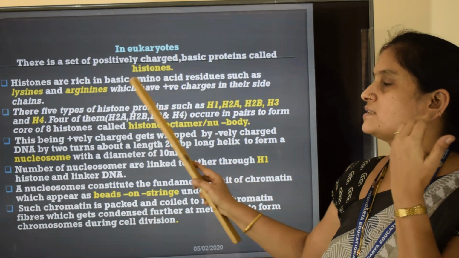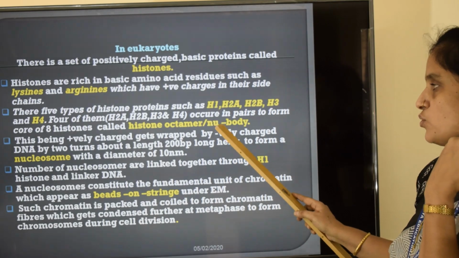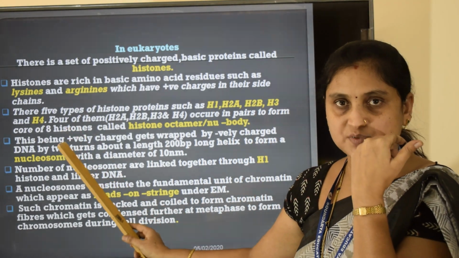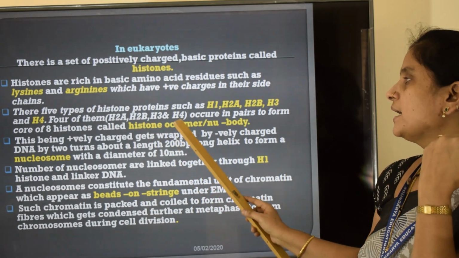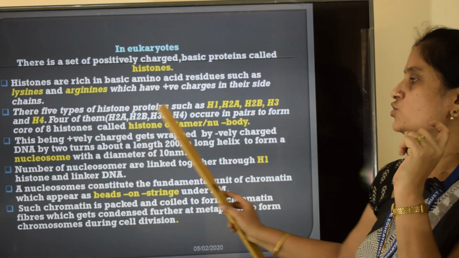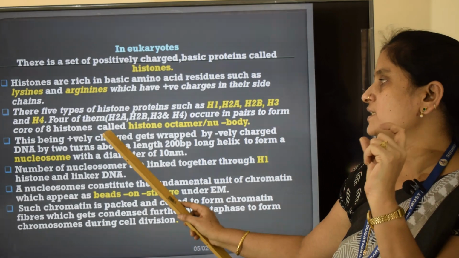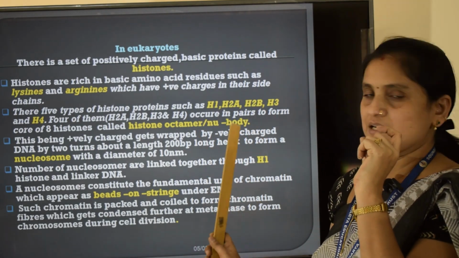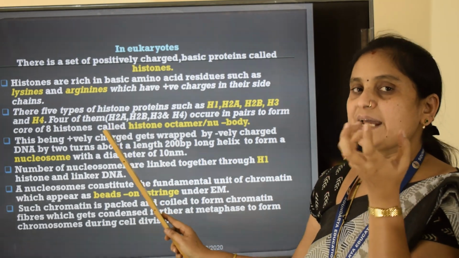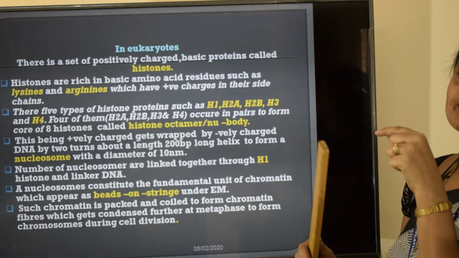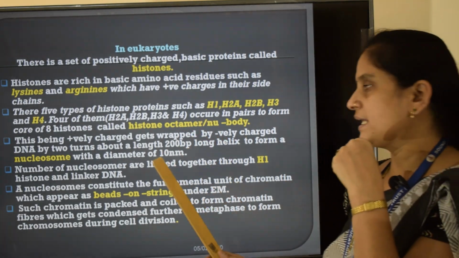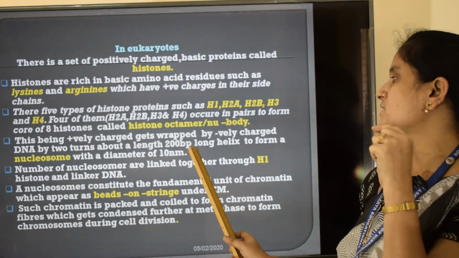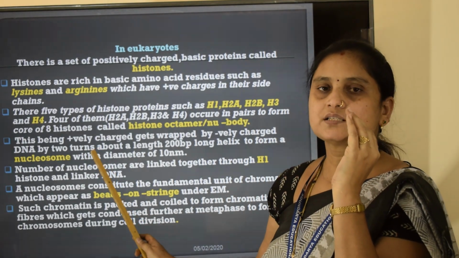There are 5 different types of histone proteins involved in the packaging of the double helix in eukaryotes. They are H1, H2A, H2B, H3 and H4, out of which the 4 types H2A, H2B, H3 and H4 occur in pairs to form the core of 8 histones called the histone octamer. It is also known as the nu body. This is positively charged and attracts the negatively charged DNA. When the positively charged histone octamer comes close to the negatively charged DNA, the DNA gets wrapped around the histone octamer in 2 turns, about 200 base pair long helix, to form a structure called the nucleosome.